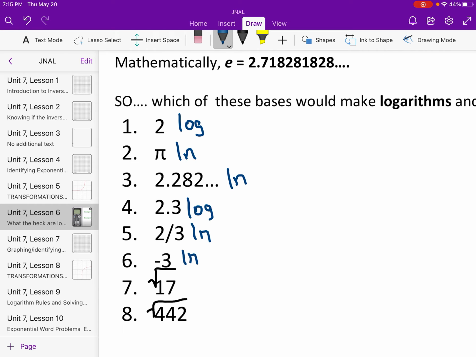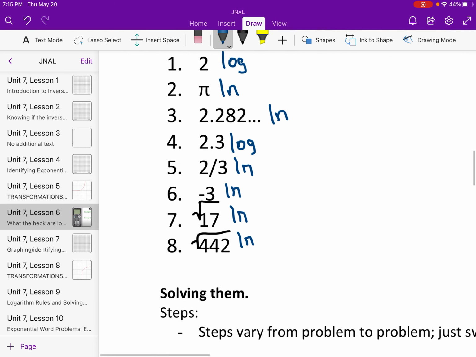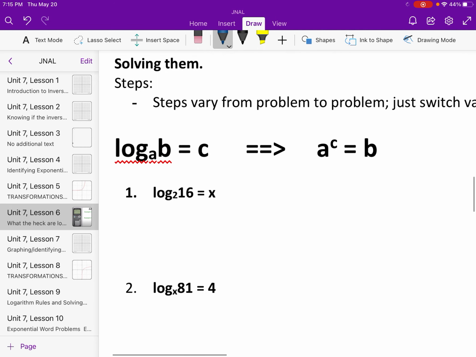Square root of 17, that is not a perfect square root. We get 4.123, etc. So that would be a ln function. And then the square root of 442 is also not a perfect square. If it was 441, it would be, but it's 21 point whatever. So most of these we've seen are like that. That doesn't mean that more are. These were just examples.